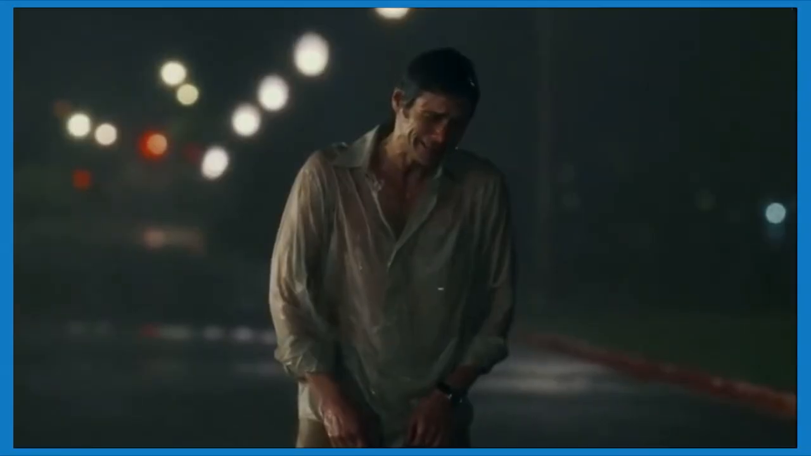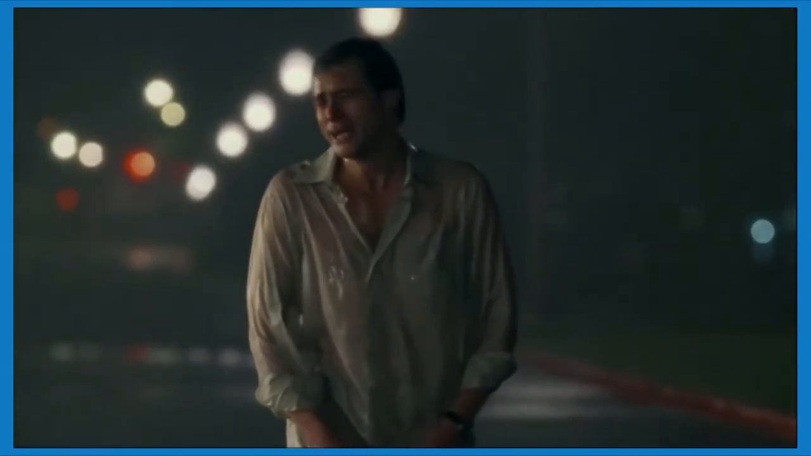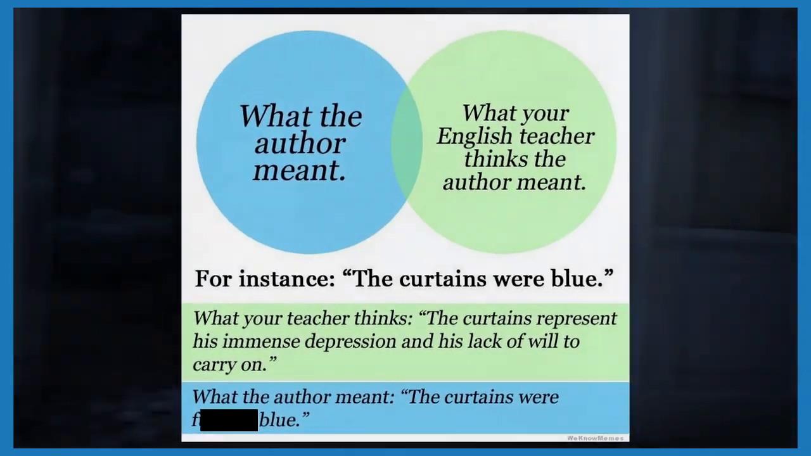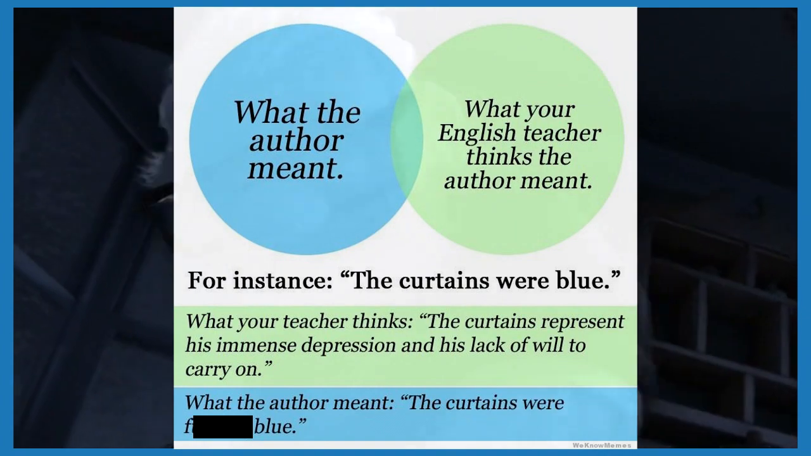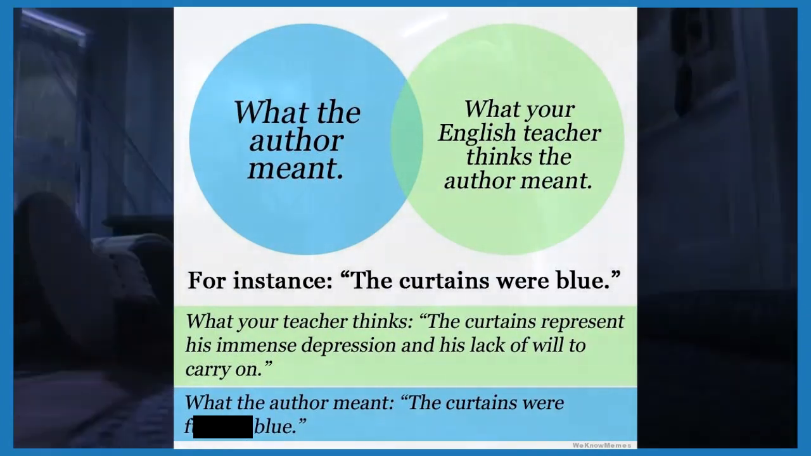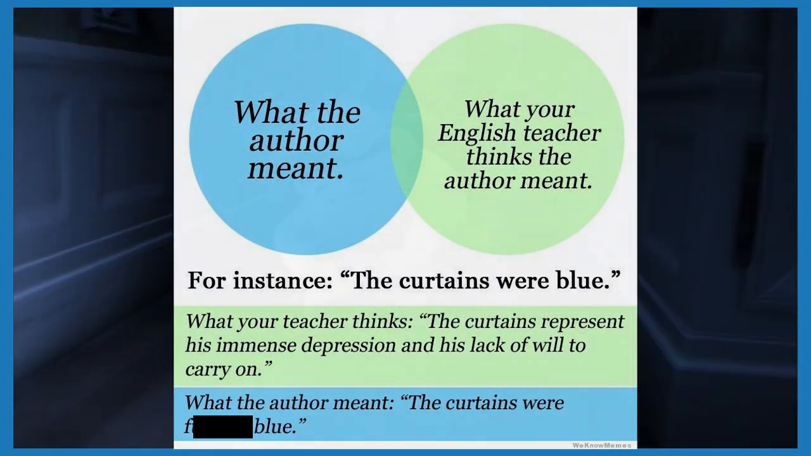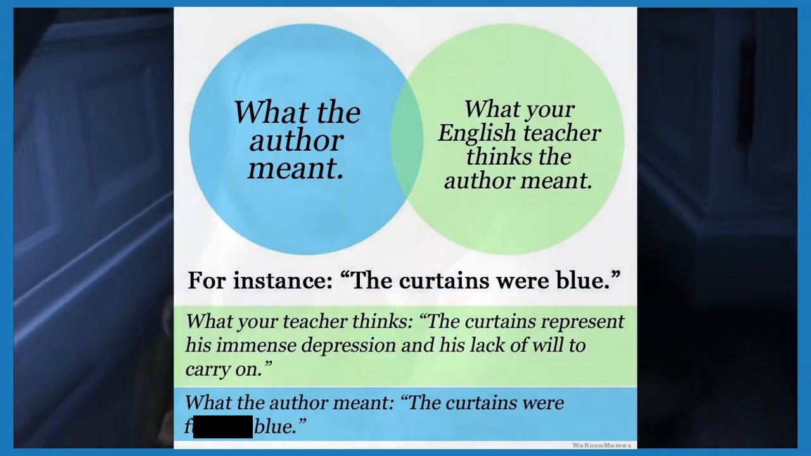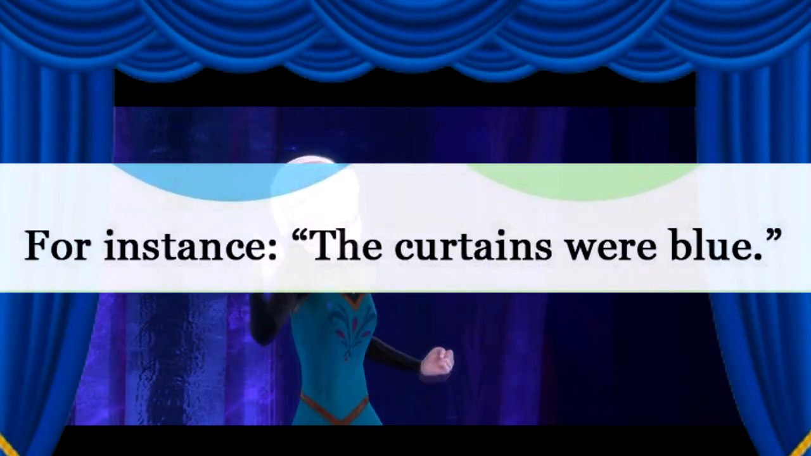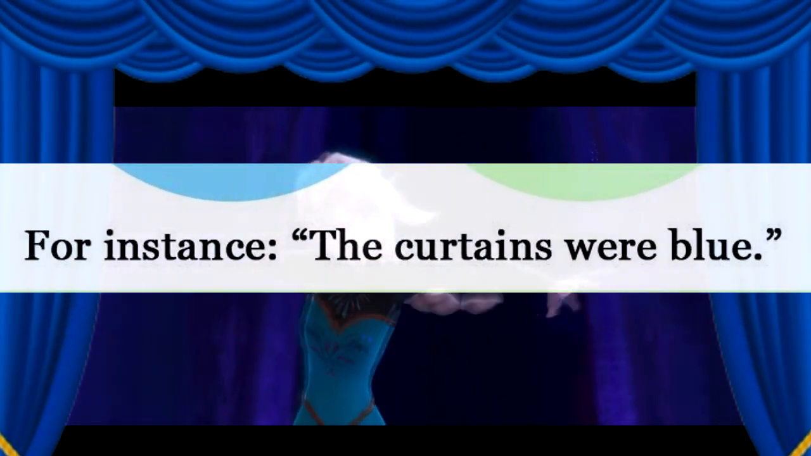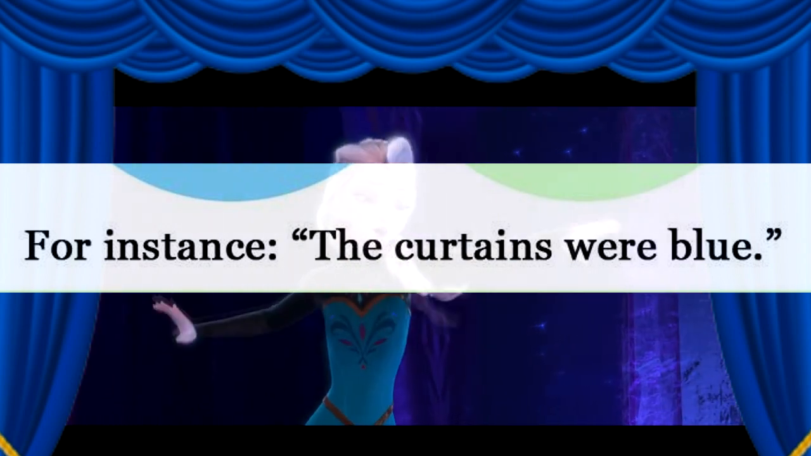There are a handful of more universal symbols, like rain symbolizing sadness, but most symbols are specific to the story they're in. That's the other big thing that's wrong with the "curtains were blue" meme. It states that the line, "the curtains were blue," doesn't mean anything besides "the curtains were blue." And it's right, that sentence doesn't mean anything else. Because it's just one sentence. This isn't a real line taken from a story. There's no other context to it.